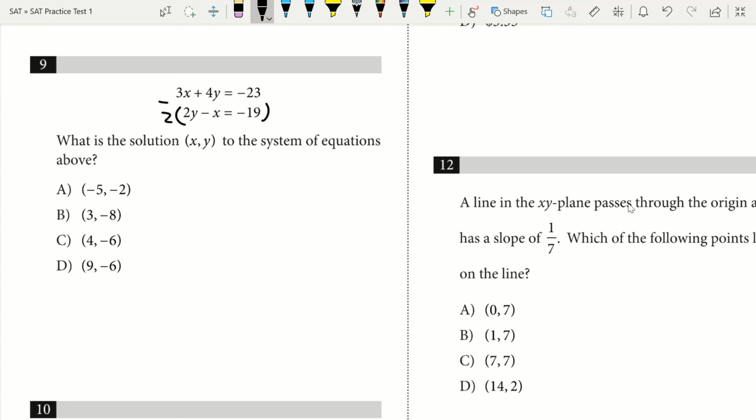So I have 4y minus 2 times 2y, that gets rid of my y's. Now I have 3x minus negative 2x, which is going to give me 5x, because it's subtracting a negative, which means it's adding a positive. And that's going to equal negative 23 minus 2 times negative 19. 2 times negative 19 is negative 38, but it's minus negative 38, so we're adding 38. Negative 23 plus 38 is going to give me 15. I divide each side by 5, and I get x equals 3. Only answer choice with x equals 3 is B, so B is going to be my answer.